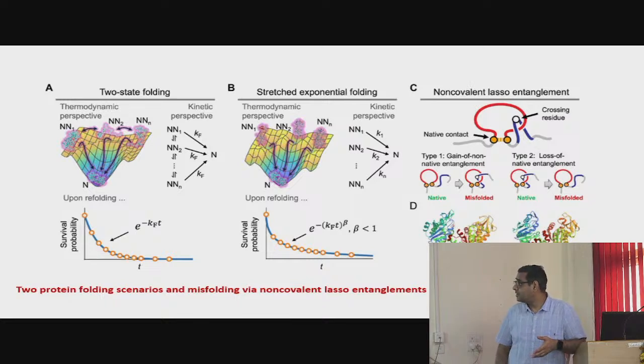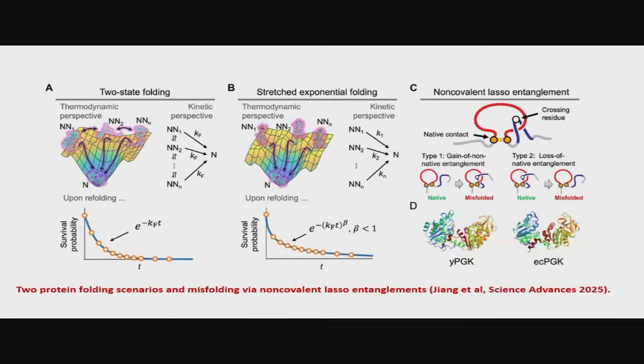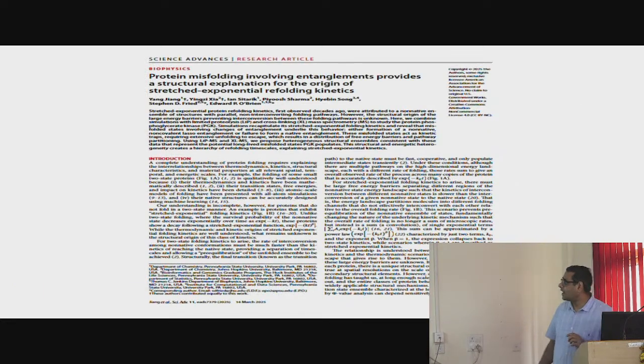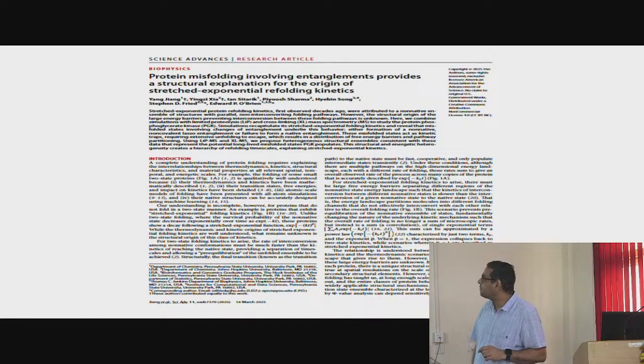Aspects can be covered, and okay, that the protein survivability and the complex survivability is also in that. So I think this paper you can download because it may be available, and I think it is here also. Okay, it is here. So you see this protein misfolding involving entanglement provides a structural explanation of the origin of stressed exponential refolding kinetics.